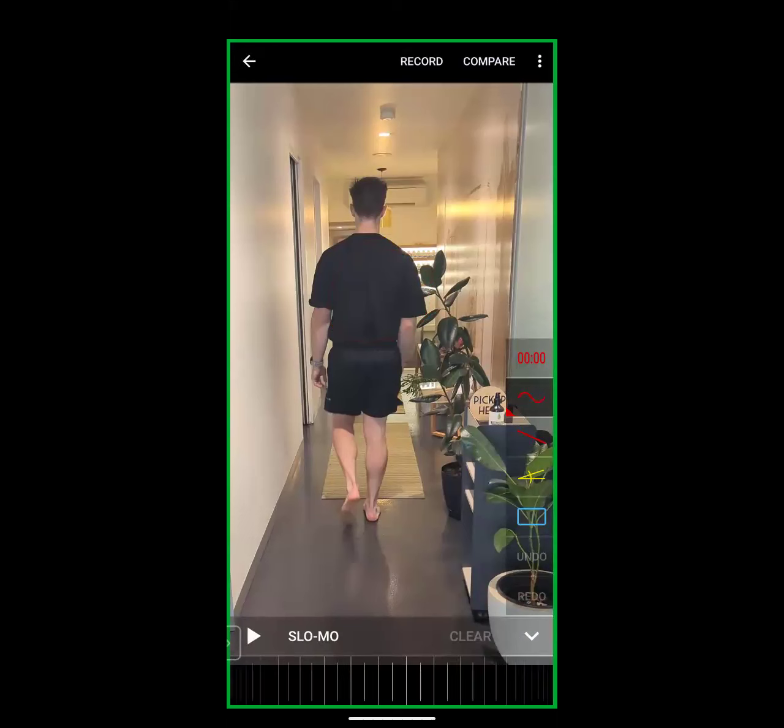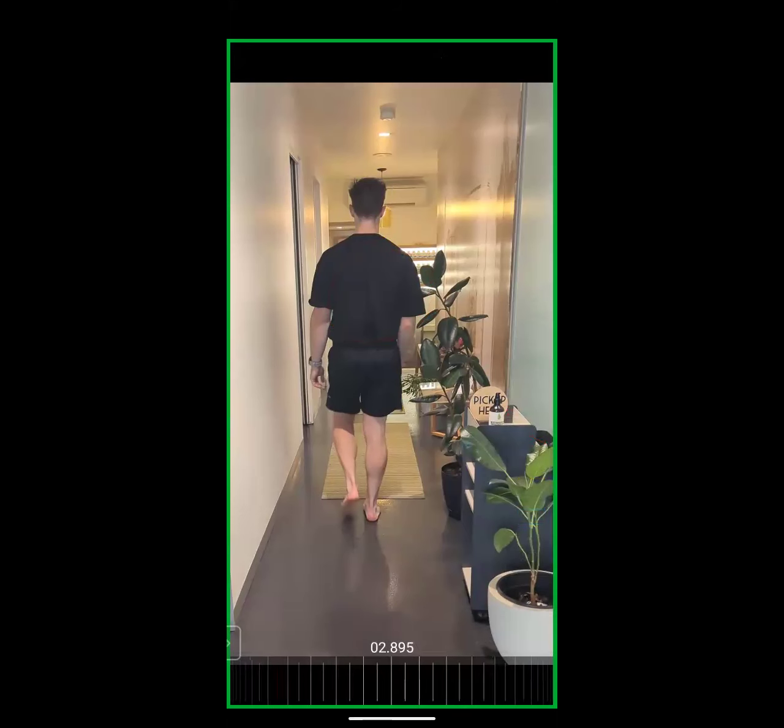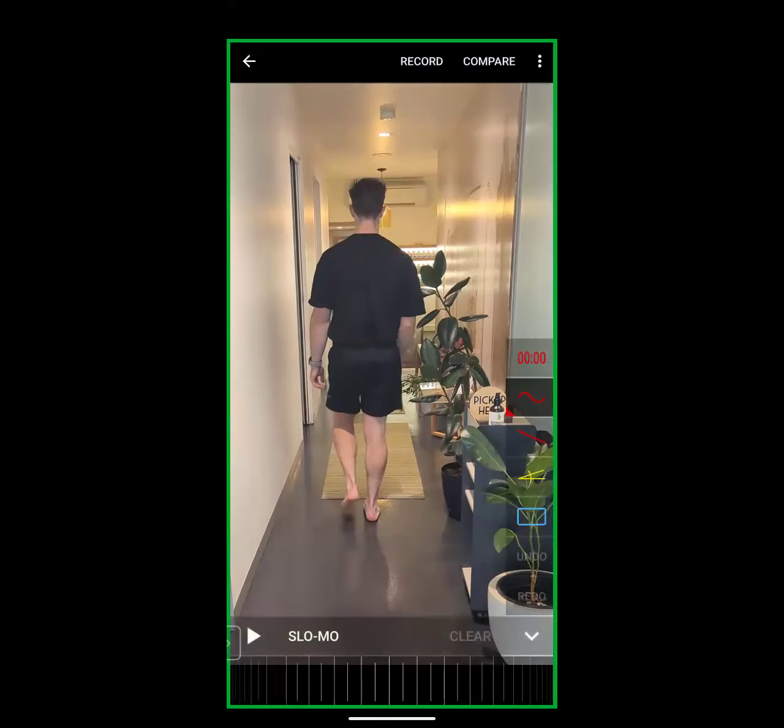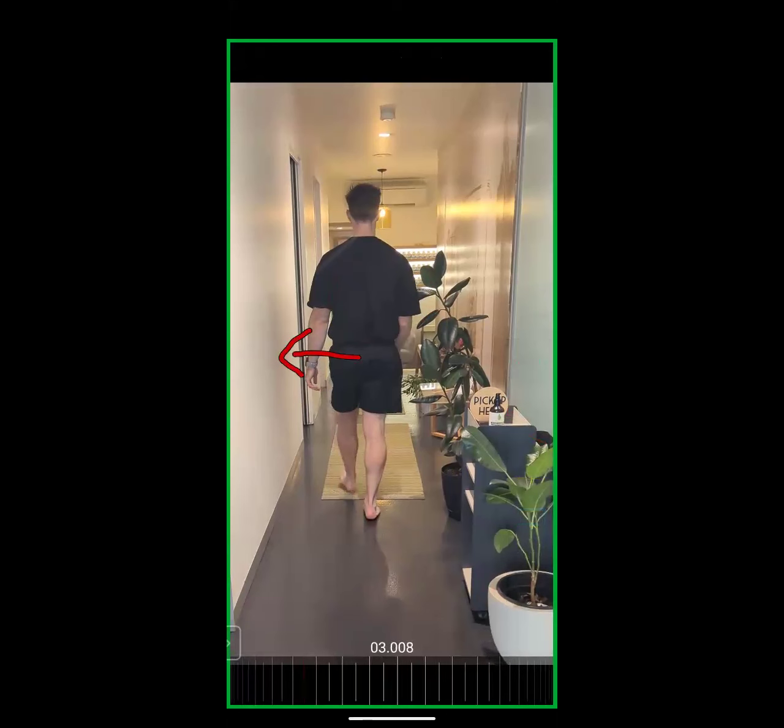All right, let's go on to the next one. Does his pelvis shift to the left? We know in his static stance he was shifted to the right. So let's just have a look, see.